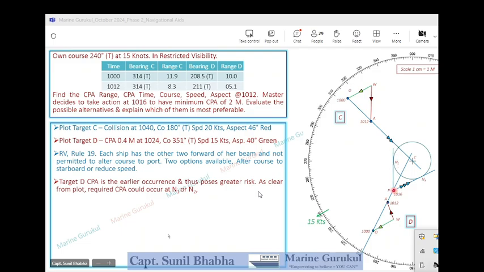So if our line of approach from point Papa changes over to Papa November 1, we will have a 2 mile CPA. Or the other option is that if our line of approach changes over to Papa November 2, we will again have a 2 mile CPA. So there are two options which are available to us. CPA can occur at November 1 or November 2. So let us evaluate these two options one by one.